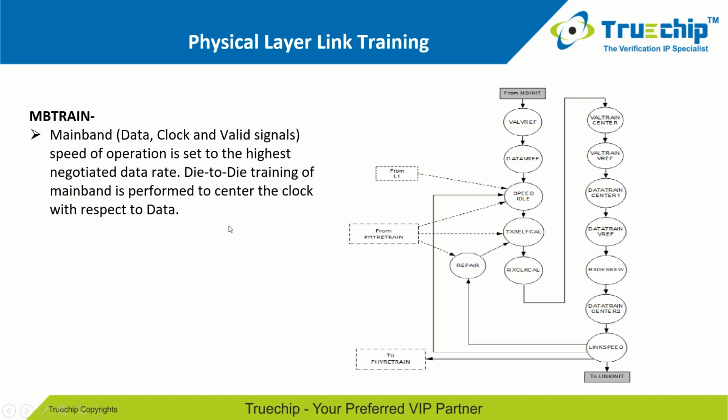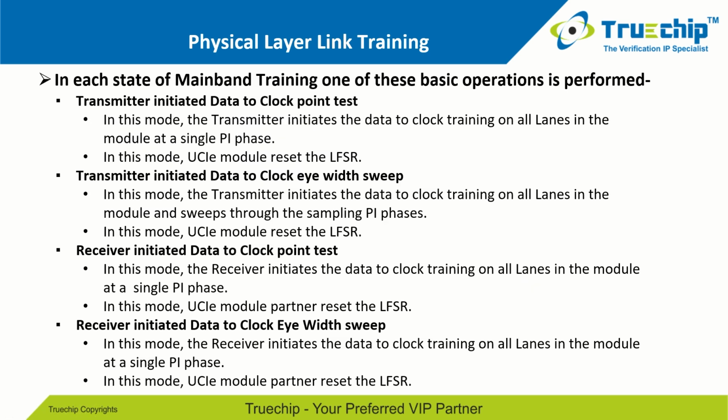Phase 1 is also called the management transport path. Now moving further, the next state is MB-train state. The mainband speed of operation is set to the highest negotiated data rate. Die-to-die training of mainband is performed to center the clock with respect to data. And here we can see these are the substates of the MB-train state.